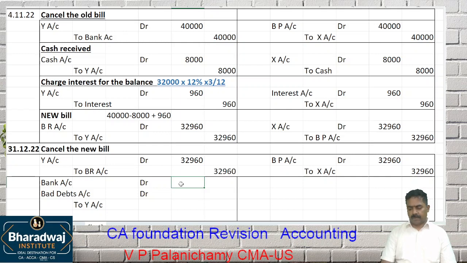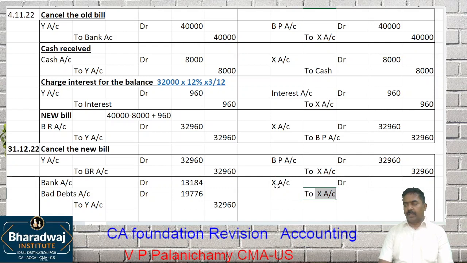How much? 60% we collected. 40% becomes which one? What percent he paid, sir? The other party makes a payment. What is the entry we will pass? Bank account debited to X account.